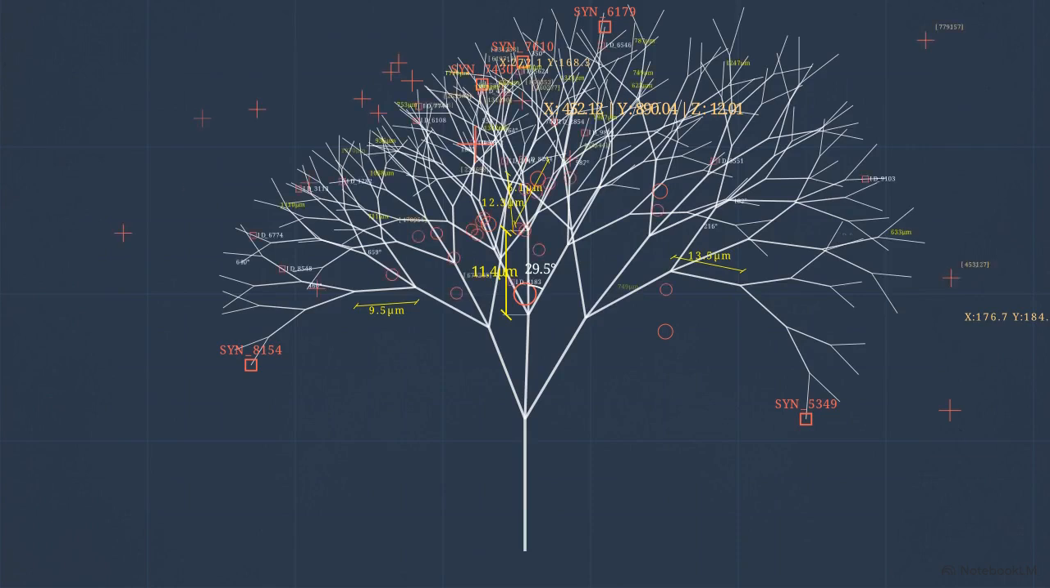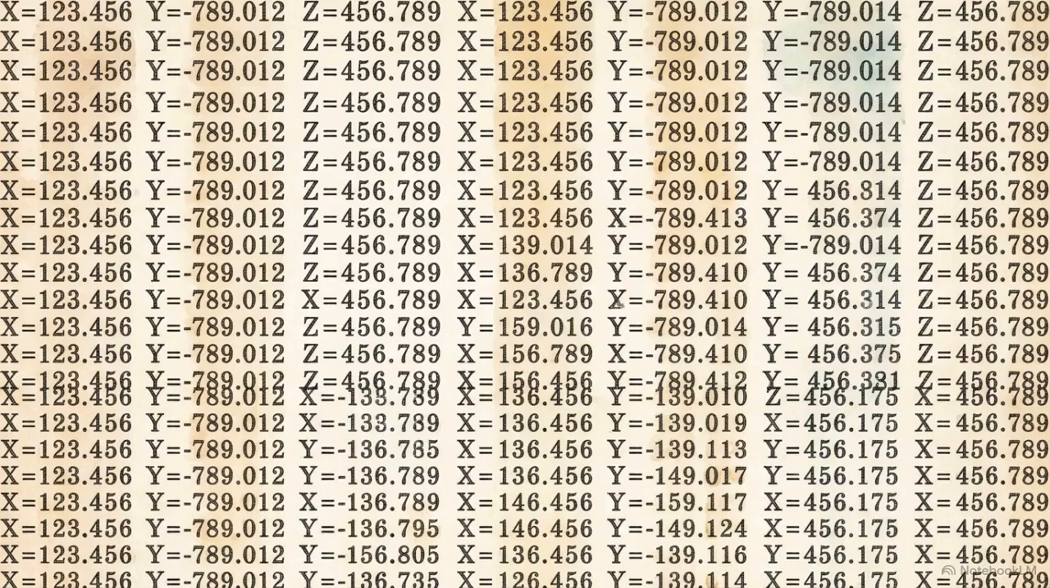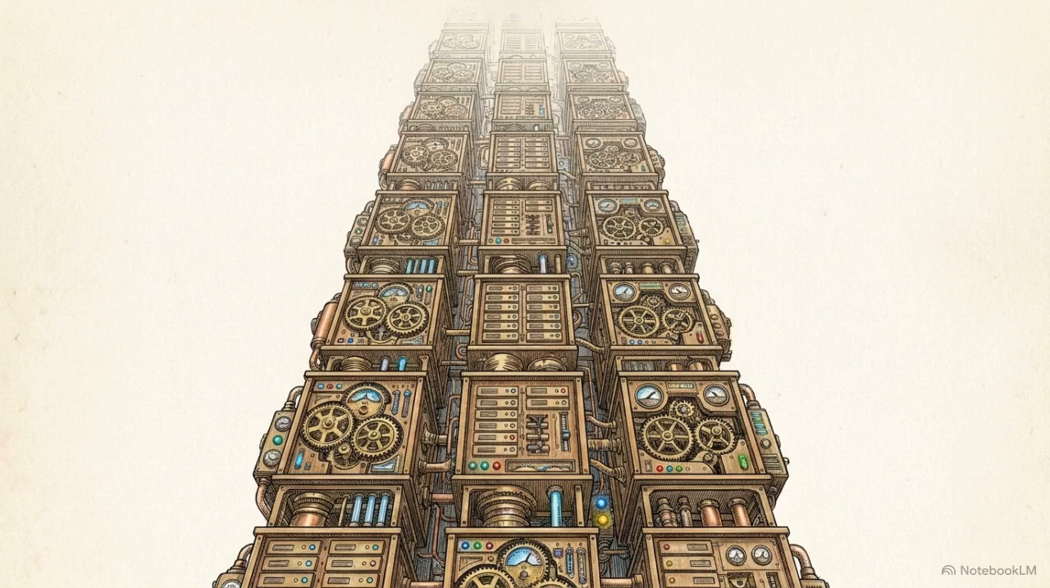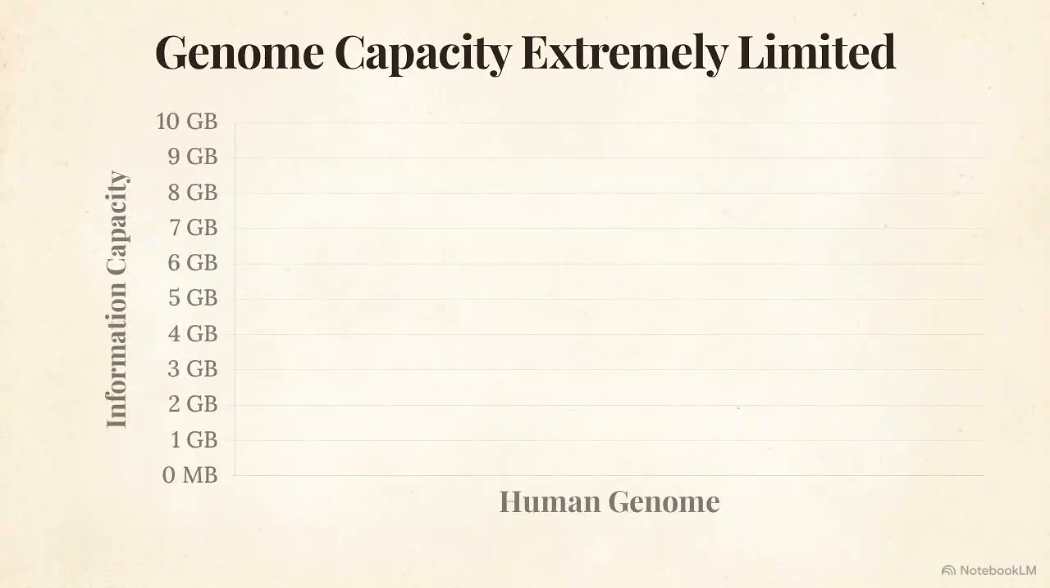To store the exact final coordinates, lengths, and angles of an entire structure like that, you need what information theorists call endpoint information. And for an organ packed with 86 billion neurons, calculating and storing the final position of every single connection requires a staggering volume of data. The math simply doesn't add up.